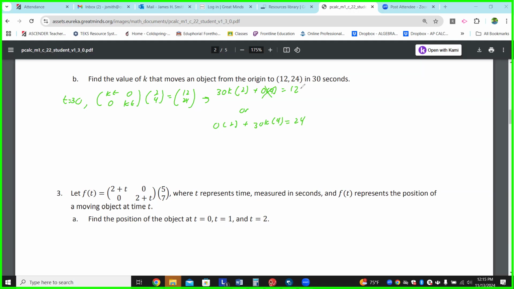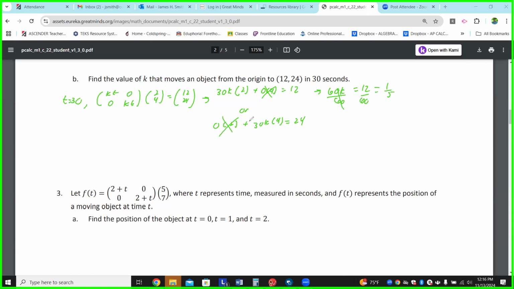Then 30K times 2 would give you 60K equals 12. And then I would do what? Good. And when you do that, we get perfect. If you got 5, it's because you typed it in the calculator as 60 divided by 12. Make sure you type it just like you have it written on your paper.